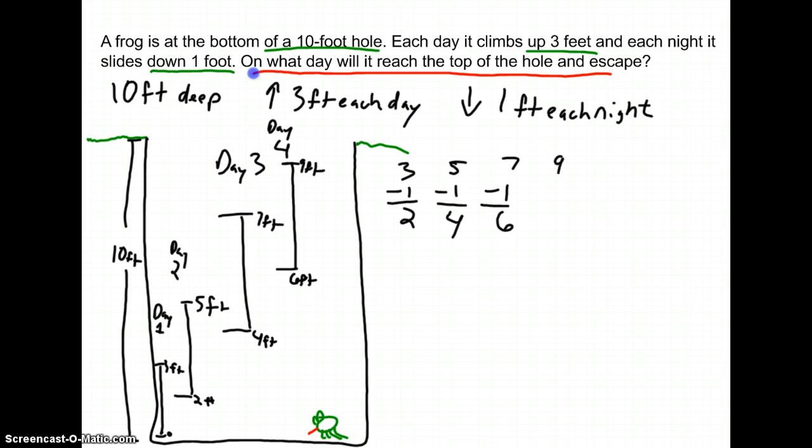Since we're not out, we still have 1 more day left. 9 minus 1, we start at 8 feet. So we're starting here at 8 feet. And then on day 5, we're going to end up at 11 feet, which is enough to be out of the hole. So on day 5, the frog gets out of the hole. So our answer would be, on what day will it reach the top of the hole and escape? The answer would be day 5, so then we would box it.